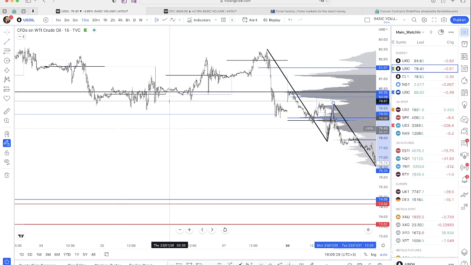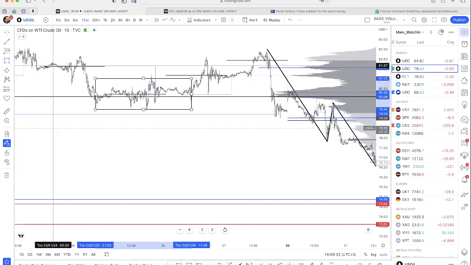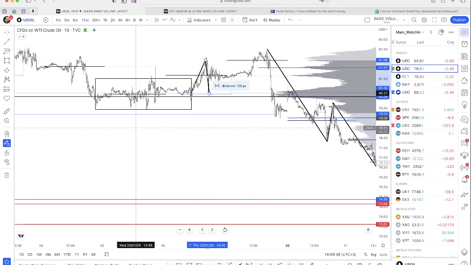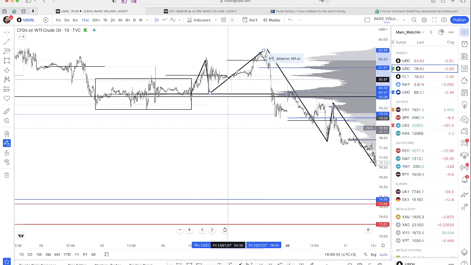Or again, the pullback from the range. For example, here was a range setup. That was a range. We had the move to the upside, we had the come back to the point of control of this range, and we had the move to the upside. Also the correction and continuation.